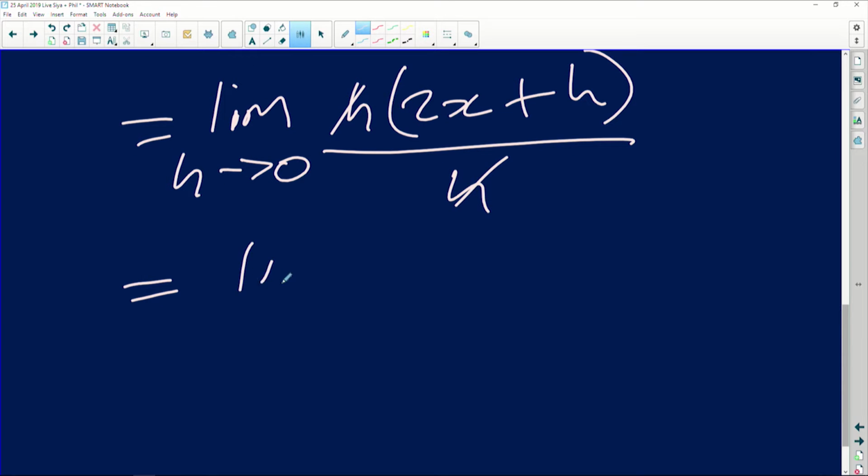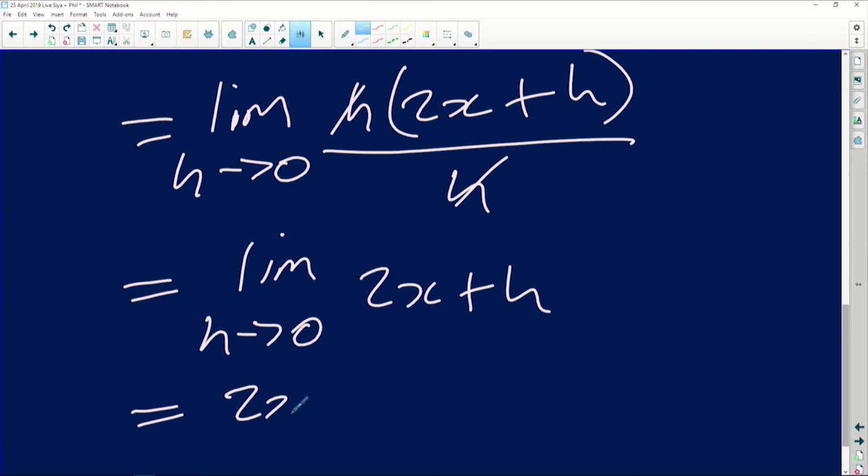And then this will be the limit of h approaching 0 of 2x plus h. Remember, we said h is going closer and closer to 0. So the final answer will be 2x plus 0, which is equal to 2x.